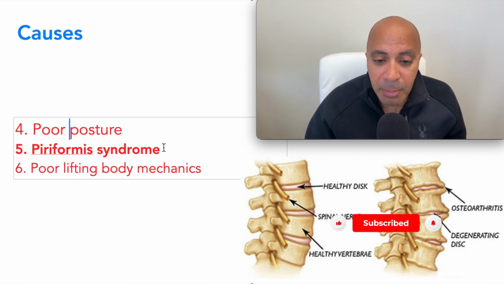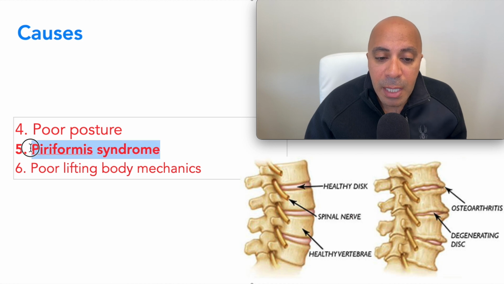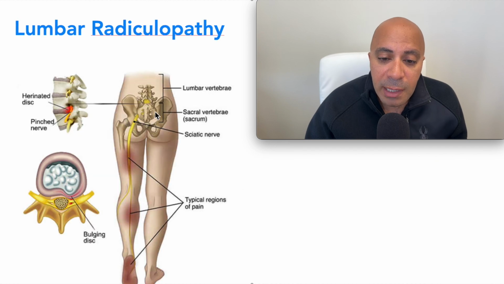The other common issue that is overlooked is piriformis syndrome, and I will have a link specifically on piriformis syndrome. The piriformis muscle is attached here in this area, and when you have tightness, fibrotic tissue, or muscle spasm here, it compresses on the nerve going down.